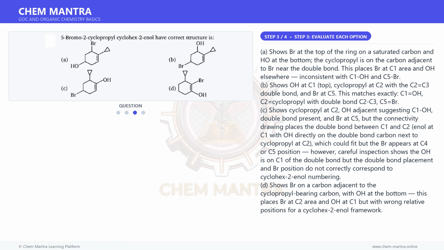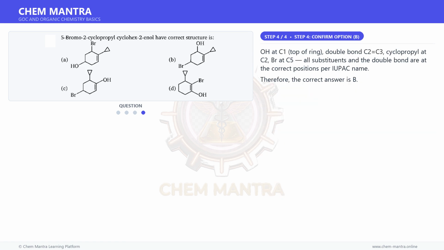D shows Br on a carbon adjacent to the cyclopropyl-bearing carbon, with OH at the bottom. This places Br at C2 area and OH at C1 but with wrong relative positions for a cyclohex-2-en-ol framework.